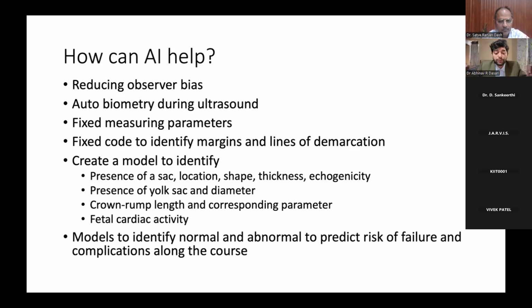A model should be created to identify the presence of a sac, its location, shape, thickness, and echogenicity; the presence of a yolk sac and its diameter; crown rump length and the corresponding days or weeks of pregnancy; and fetal cardiac activity. These models can also help us identify normal and abnormal pregnancies and predict future risk. As the pregnancy progresses, the pregnant lady might get complications like high blood pressure or high sugars. An ultrasound model with AI integration can help us predict the risk of failure and complications along the course of pregnancy.